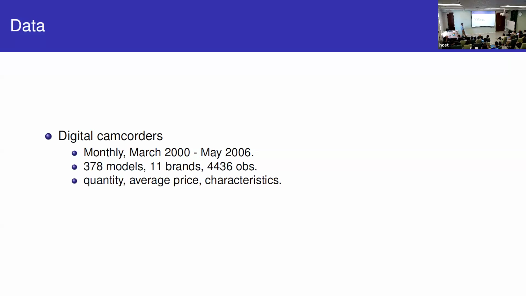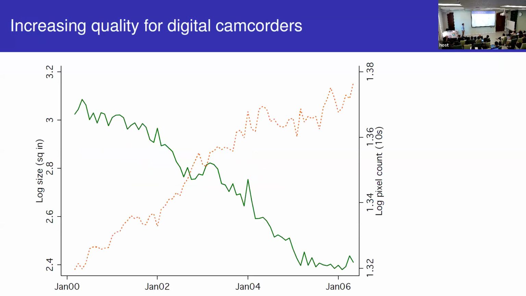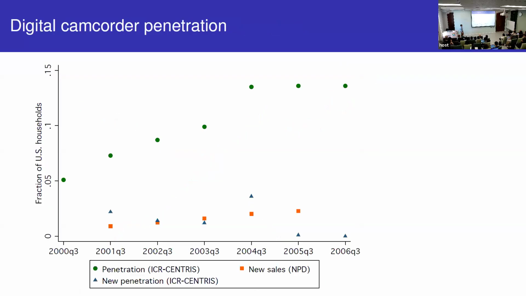We have purchased quantity and average price, and then we went out and added characteristic data to the data set. Here's the size of the camcorder, which dropped tremendously over time. That's quality: people like smaller camcorders they can carry around. Quality is getting better. Here's pixel count, the closest thing to a pure quality measure. People always want a higher pixel count. That tells you the quality of the camera, and of course that's getting better over time. So this is part of why this is a dynamic problem: quality is getting better over time.